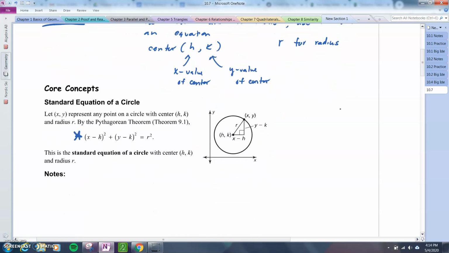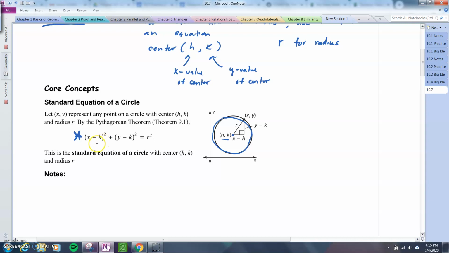So here it is. If we let x and y represent any point on the circle, so any x and y that belongs on the circle, it has a center h, k here, and then it has a radius r. And by the Pythagorean theorem, we can use this equation here. It's the quantity of x minus h squared plus y minus k squared equals r squared.